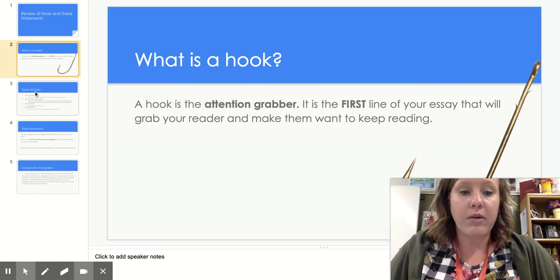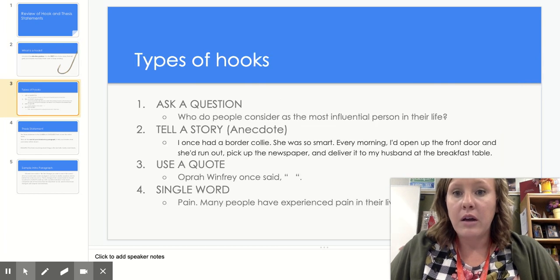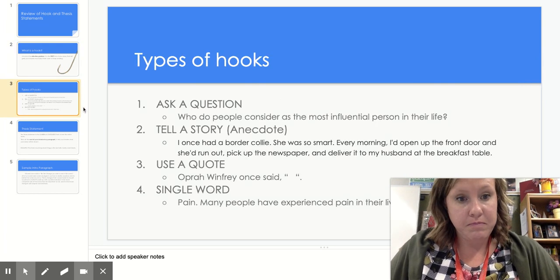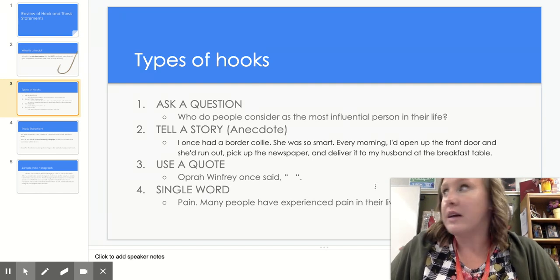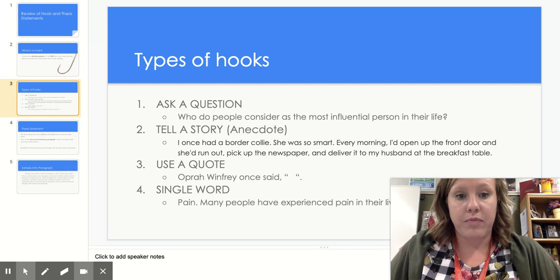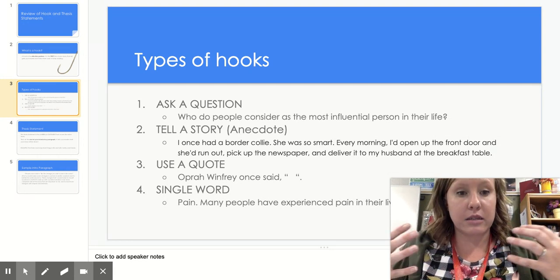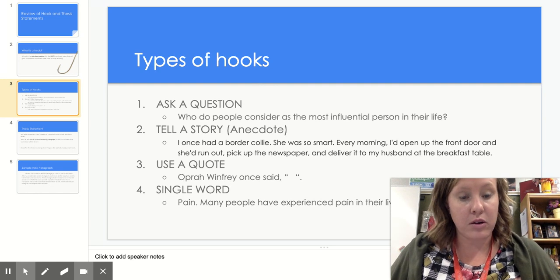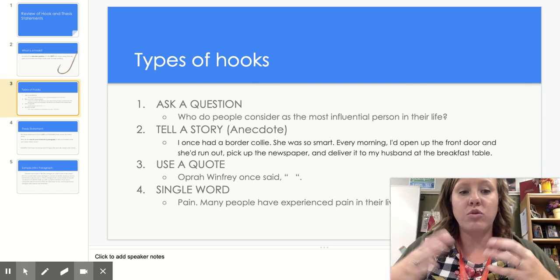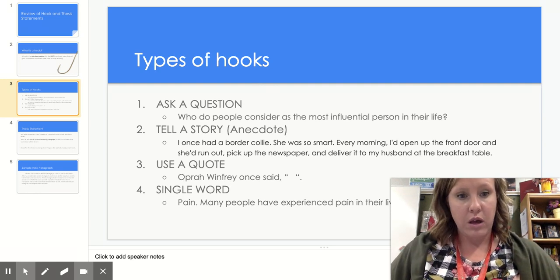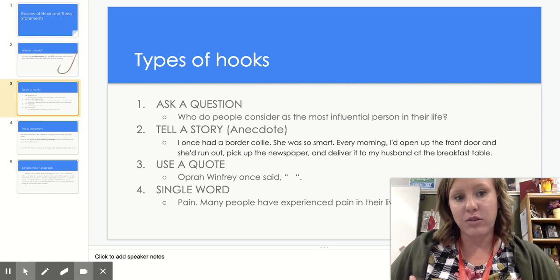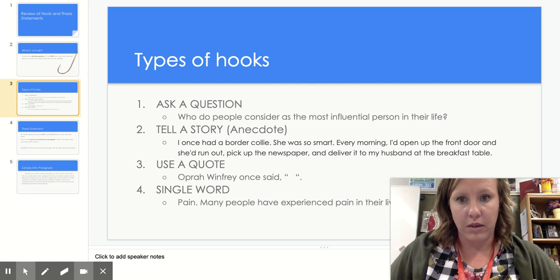The four that we really use and really push for: you could ask a question. That question may be, who do people consider as the most important person in their life? Or you could ask who or what is kindness, which would be a good question, because you don't want to address the reader as you, but you want to make your reader think and try to figure out the answer, and that's really what's going to hook them.